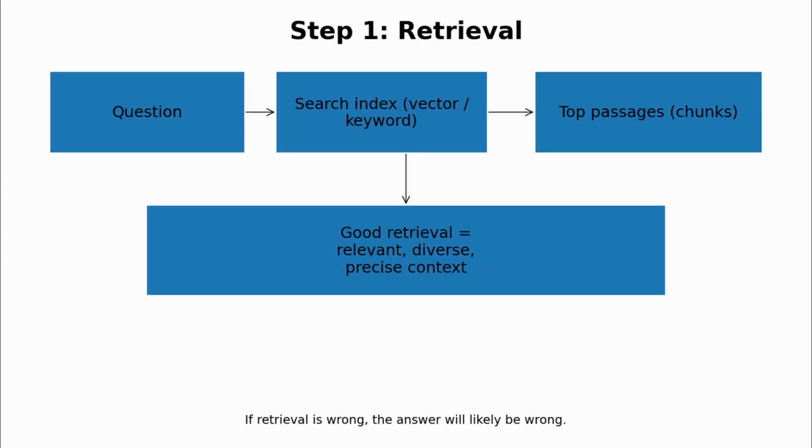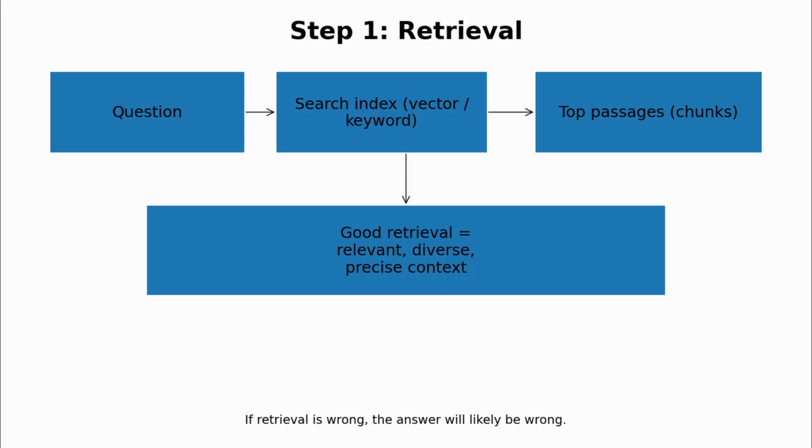The first half of RAG is retrieval, and it's the half that most determines whether your system will feel smart or stupid. Retrieval means, given a question, find the most relevant pieces of your documents. Those pieces are usually not entire PDFs or entire pages. They're chunks, small passages that fit into the model's context window. You can think of chunking as slicing a book into paragraphs that are easy to search.